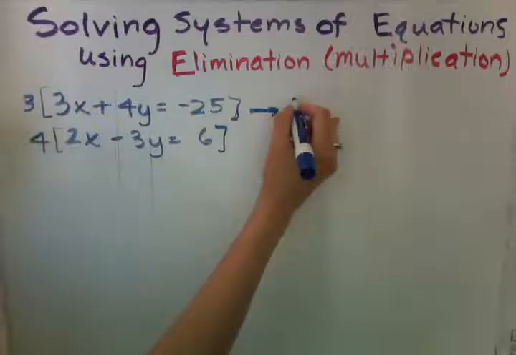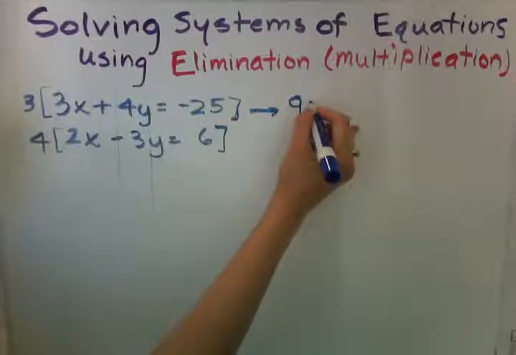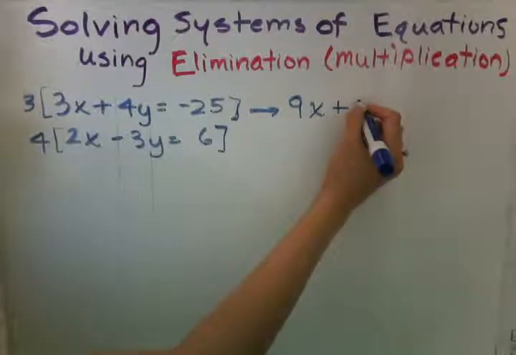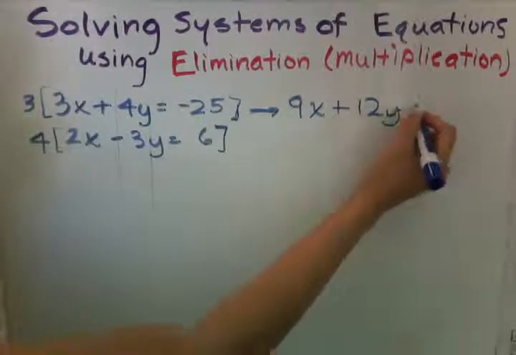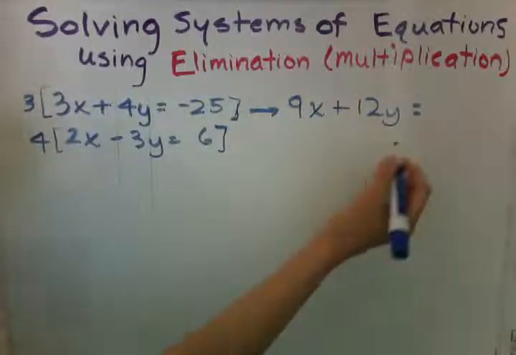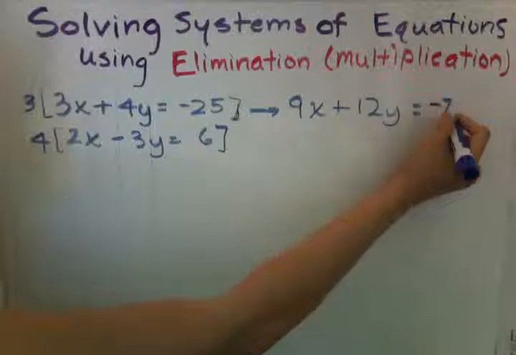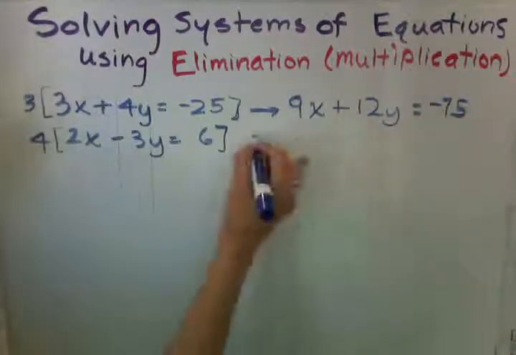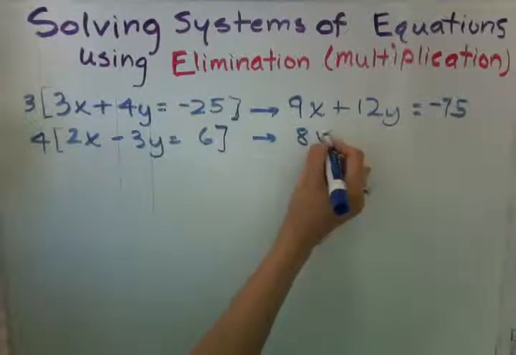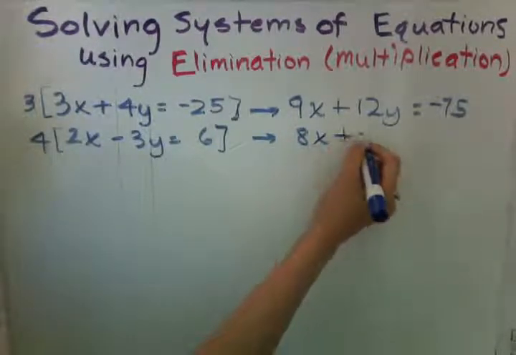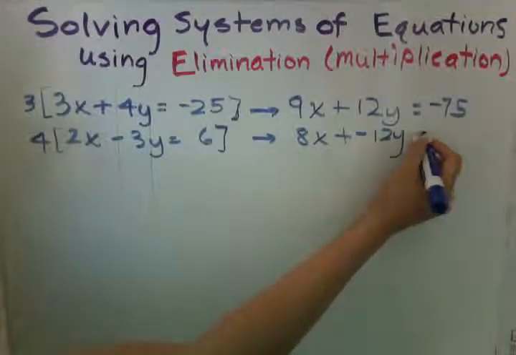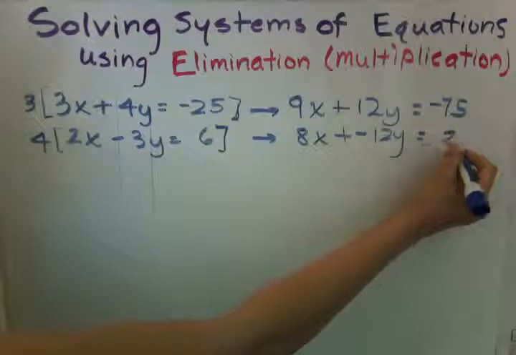And go ahead and use your distributive property. So 3 times 3x is 9x. 3 times 4y is 12y. And negative 25 times 3 is negative 75. Again, distributive property, 4 times 2x is 8x, plus, and then I'm just going to write a negative 12y here, and then we have 24.